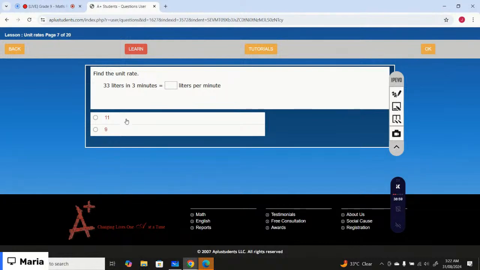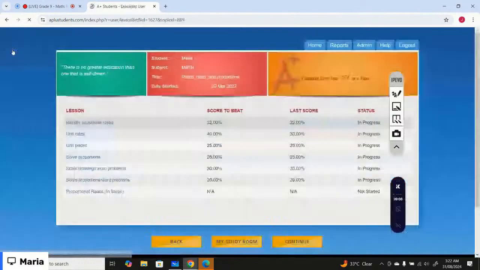Okay, you can complete the lesson by yourself later today. Let me just move on to unit prices. Let's start with the next lesson, that is unit prices.